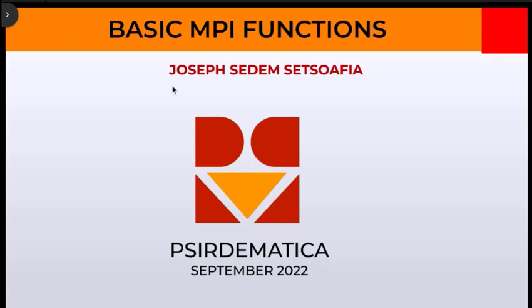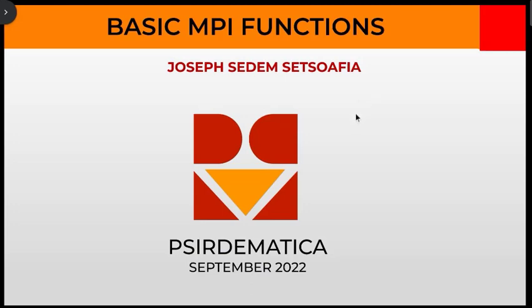In this video, we'll be looking at some basic MPI functions in C. Now, in the previous video, we spoke about message passing and how to communicate within processes. In this video, we will look at some basic functions that we can use to do this basic communication within each process. So without wasting much time, let's get started.